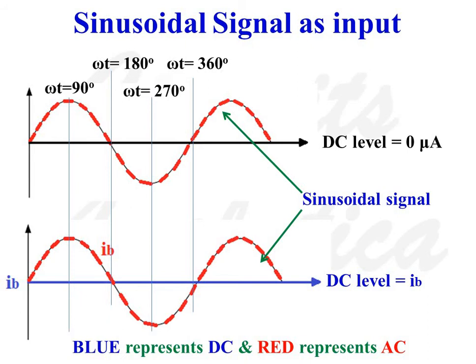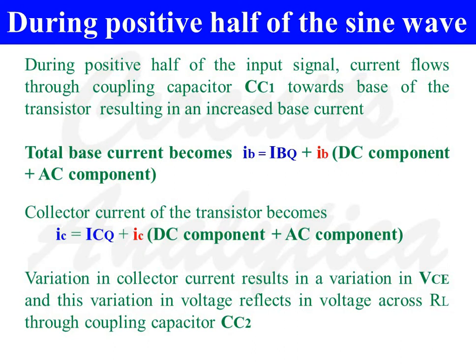So we are going to apply sine wave signal as the input to the RC coupled amplifier. We will start with the positive half of the sine wave. During positive half of the input signal, current flows through the coupling capacitance CC1 towards base of the transistor, resulting in an increased base current. So total base current of the transistor becomes IB is equal to IBQ plus ib. The first term IBQ is the DC component and ib is the AC component, the variation in base current due to the input signal Vs.